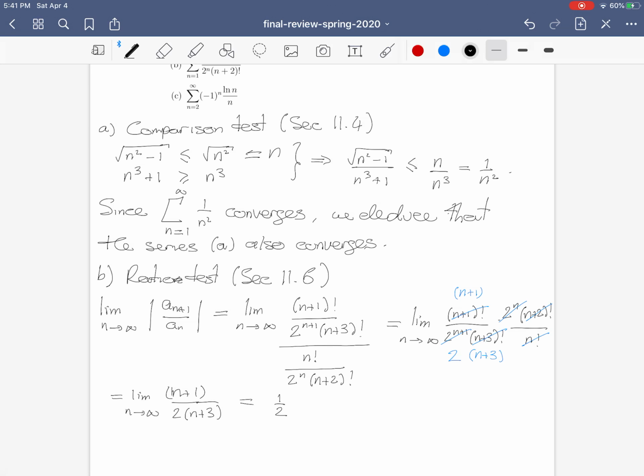I have this factor of 2 sitting around in my denominator, so what I deduce is this limit is equal to 1/2. So I've determined the limit of the ratio of the absolute values of my terms in my sequence is 1/2. This is less than 1, so therefore my series converges by the ratio test.